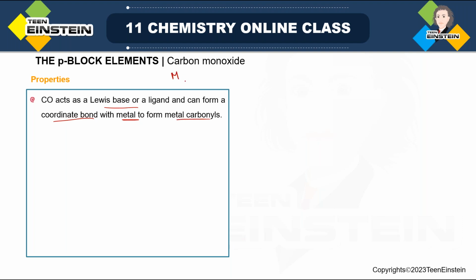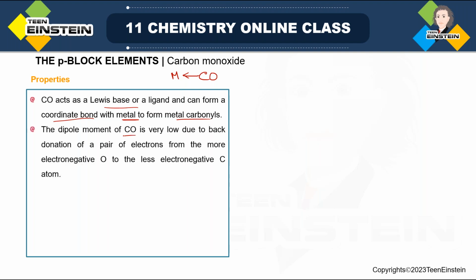So for metal carbonyl, in general I am writing capital M. Here what happens, carbon donates electron towards metal. So that is why it is a coordinate bond. The dipole moment of carbon monoxide is very low due to back donation of a pair of electrons. If you simply consider carbon and oxygen, suppose in all these three bonds there is equal contribution, suppose carbon has donated one electron and oxygen has also donated one electron, then oxygen is more electronegative. So we think the negative charge will be towards oxygen. So that is why it would be polar.